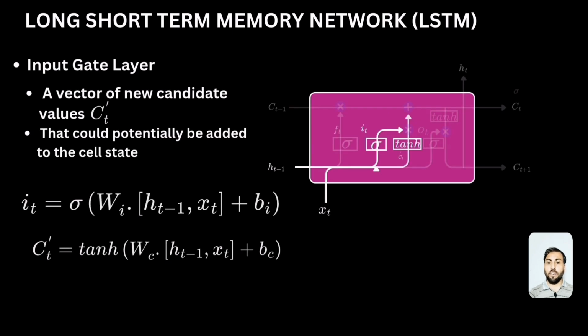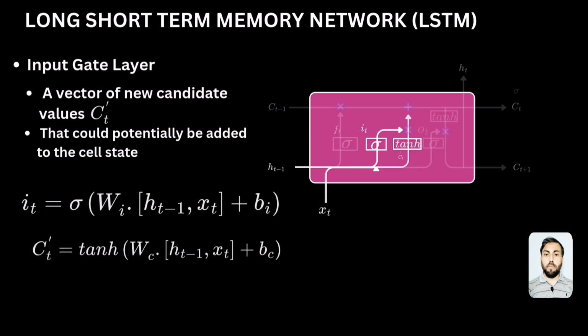Next, we move on to the input gate. Here we decide what new information we are going to store in the cell state. First, we have another sigmoid layer that decides which values to update. Then a tanh layer creates a vector of new candidate values that could potentially be added to the cell state. Together, these two steps help us figure out the new information to store. The sigmoid layer acts like a filter and the tanh layer provides the possible updates.